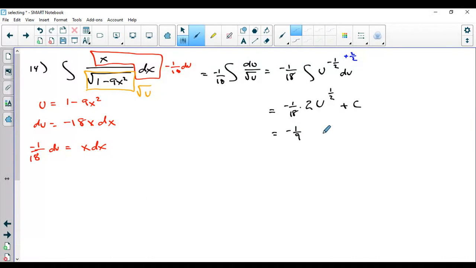U, I know what that is, right? U is 1 minus 9x squared. I picked it to the 1/2, and then plus c. And if this is a multiple choice, you would look for that. So it'd be negative 1/9 radical 1 minus 9x squared plus c, right? They could have it this way, they could have it that way. You got to be ready for both. And I think on your problem, this may have been a whole bunch of choices that you had to pick from. So this would be your answer right there.